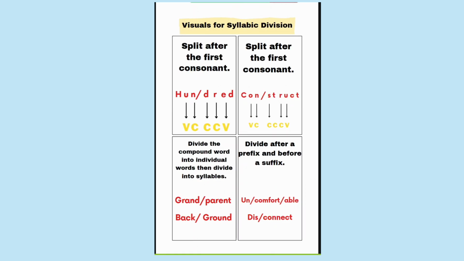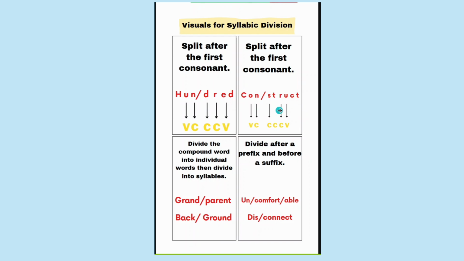Some other visuals for syllabic divisions. So the first step is to identify the vowels. Then identify the consonants in between them. Oh, you find 3 consonants in between 2 vowels. So how do we divide these kinds of words? Split after the first consonant, as in 100.